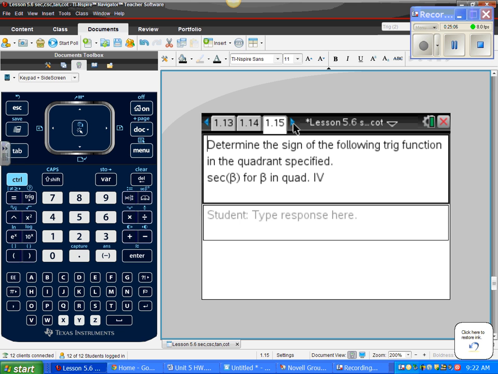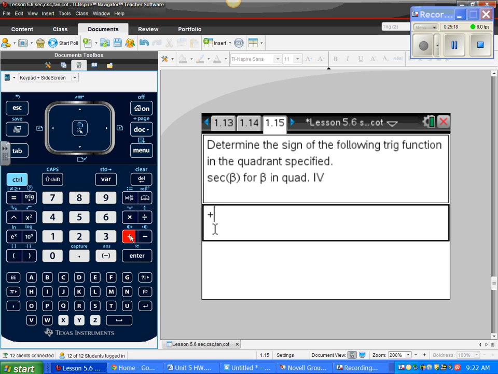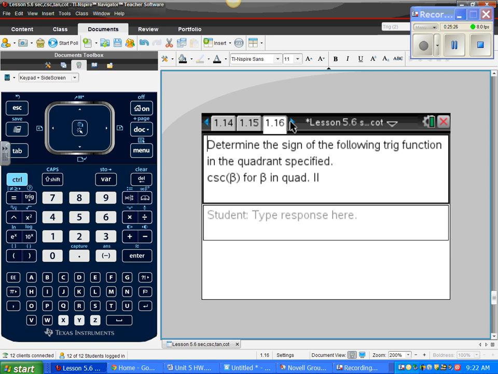All right, secant in the fourth quadrant. Positive, good. Secant in the fourth is positive. Cosecant in the second, positive. Great.